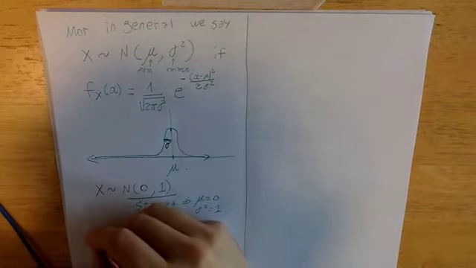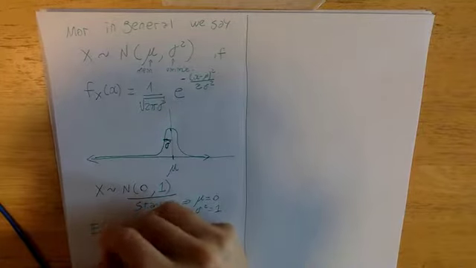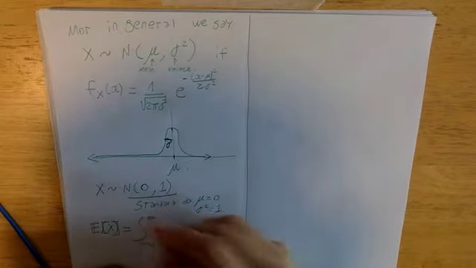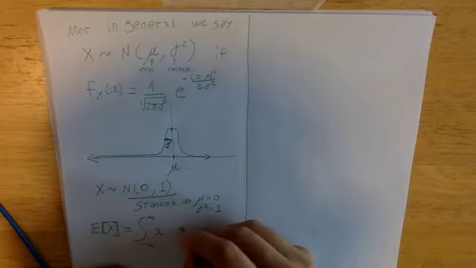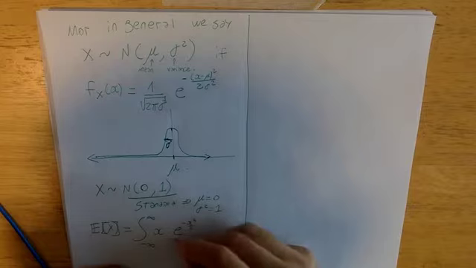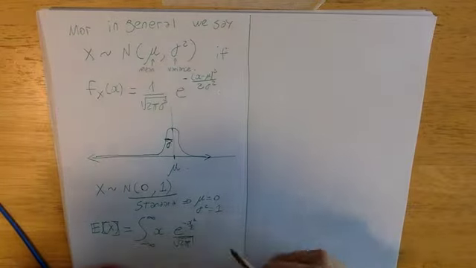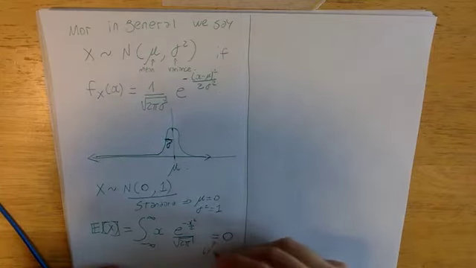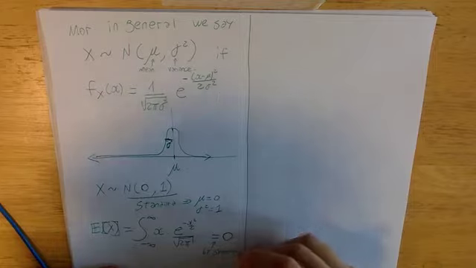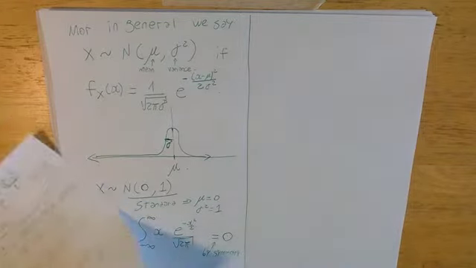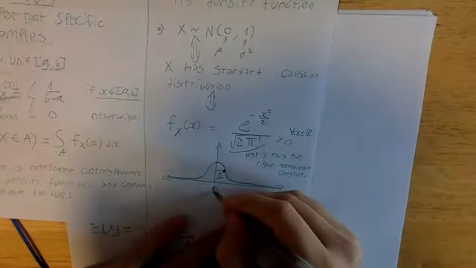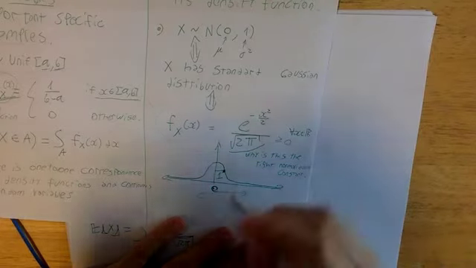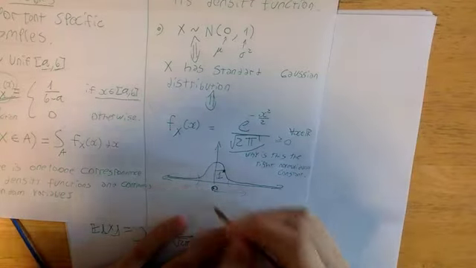And so in this case, what is the expected value of x? The expected value of x, as we saw last class, is the integral from minus infinity to infinity of x times e to the minus x squared over 2 over square root of 2 pi. But this integral is equal to 0 because of symmetry. If we look at the picture, the probability of being right of 0 and being left of 0 is the same.